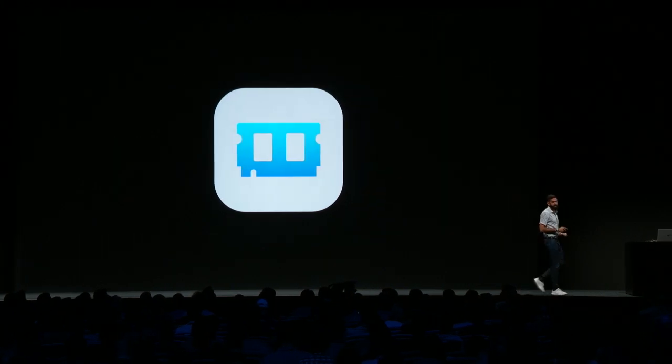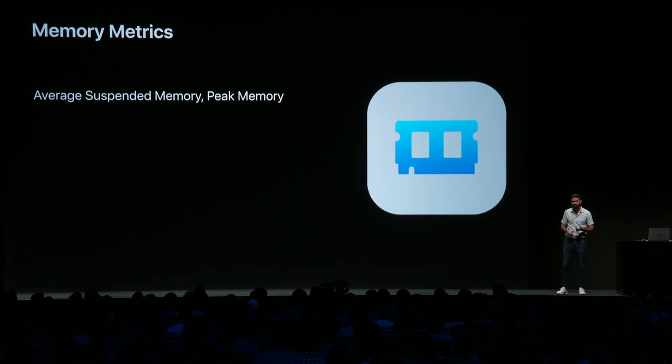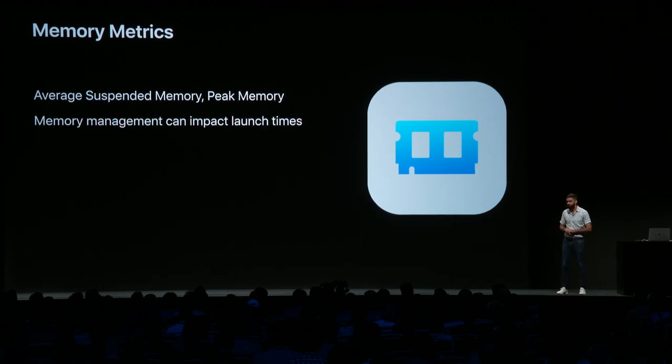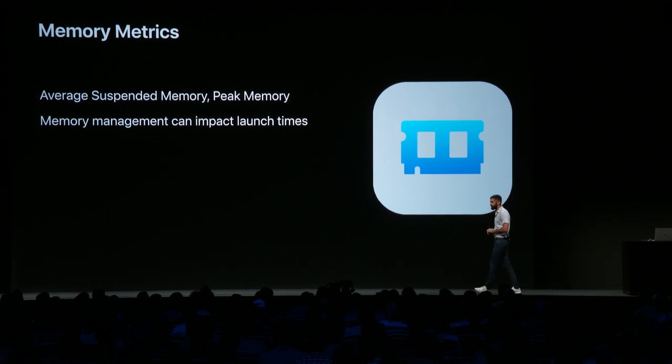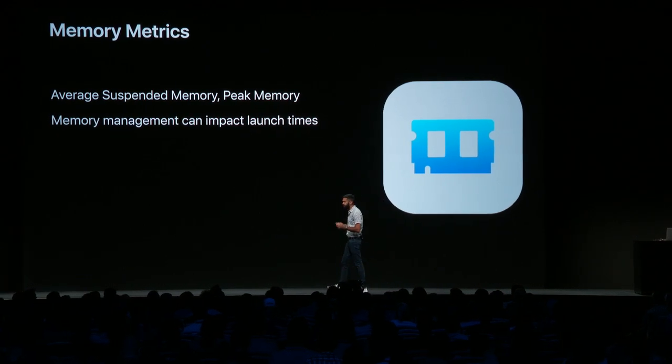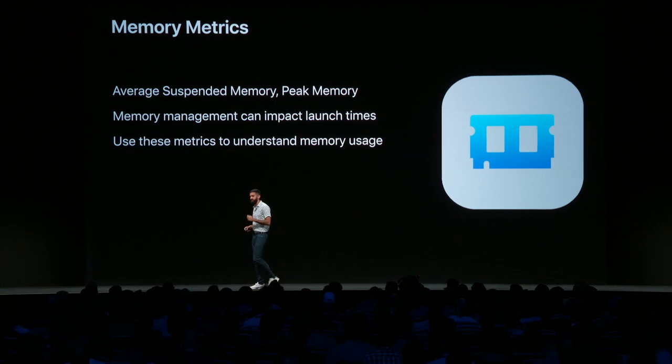Last but not least, we have the memory metrics. And for memory this year, we're going to be providing things like average suspended memory and peak memory. Memory management can really impact launch times. And so we want you to use these metrics to keep tabs on your memory usage, which is a critical metric for performance. Use these metrics to understand your memory usage.